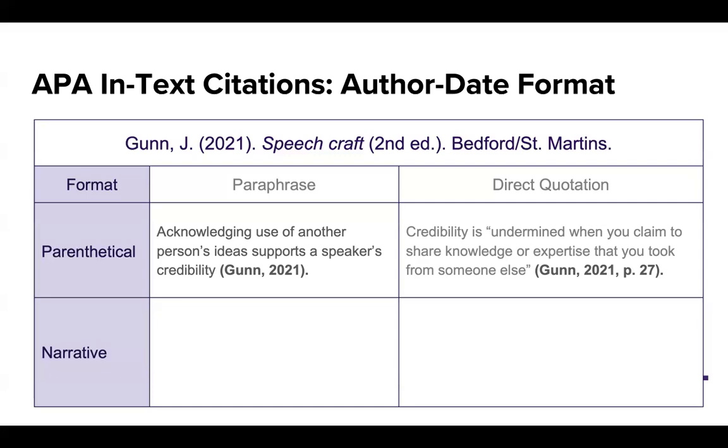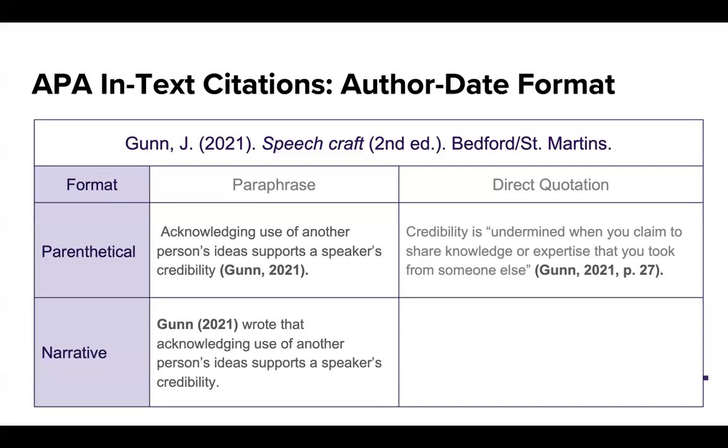And now that we've looked at how to form in-text citations using parentheses, let's look at the other way that you can do it in APA, because there is another way to cite. We call this second type of citation a narrative citation because it involves placing the author's name right in our narrative or sentence text. In other words, the author's name becomes part of the story you're telling in your work. In this example, I've cited the same paraphrase of Gunn by naming Gunn right in the sentence. Gunn, then the year 2021 in parentheses, wrote that acknowledging use of another person's ideas supports a speaker's credibility.